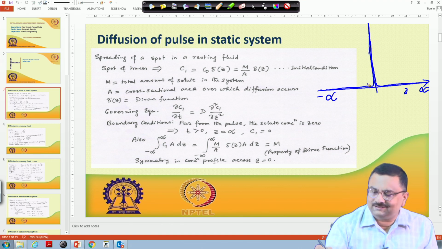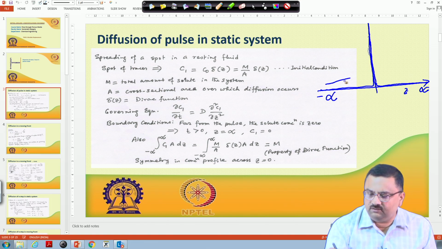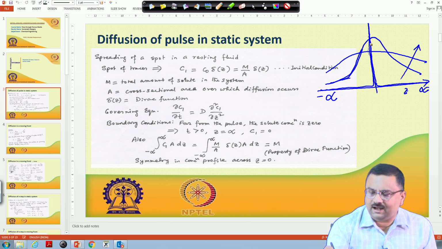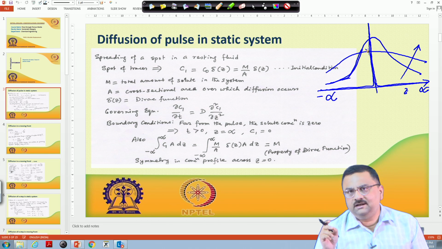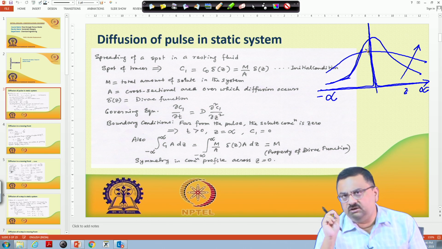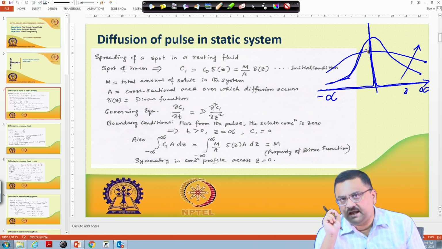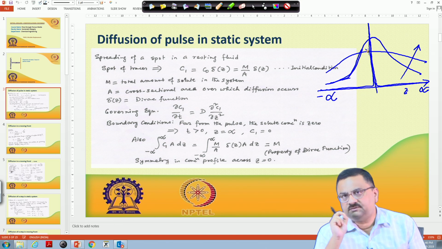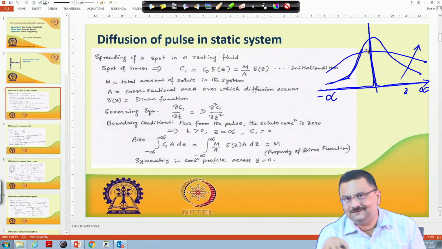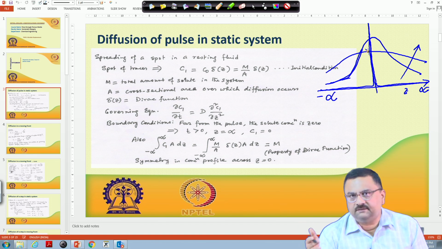And the idea is that as time progresses we will see a build up of concentration in the surrounding medium and a reduction in the concentration at z equal to 0. So at time t equal to 0, that entire solute, m gram of solute, is condensed within a 0 volume at z equal to 0. That's why the concentration has become infinite at that time, and then as time progresses that m amount of solute gradually occupies the entire medium. That is something which we are trying to solve.